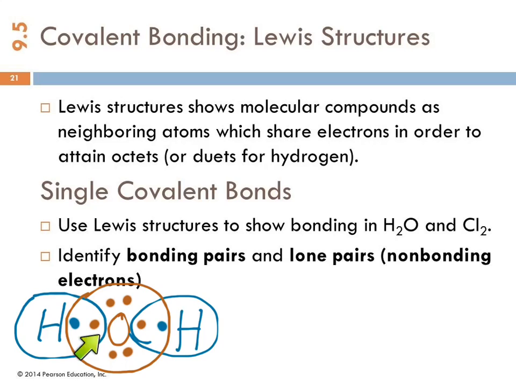And so oxygen is counting all of these electrons as belonging to her. 2, 4, 6, 8. Oxygen's happy. Hydrogen's happy because he's got 2 electrons here. And hydrogen's happy because he has 2 electrons here. The shared electrons count for both.